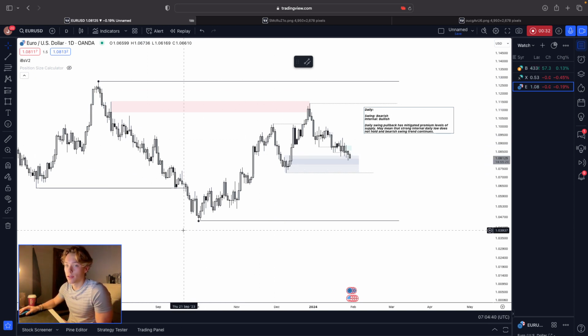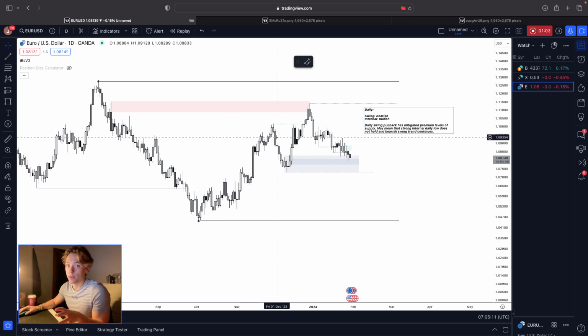Swing structure is bearish, came up, broke structure. After a break of structure, we expect a pullback, and we've pulled back into premium levels of supply, which is giving warning bells that maybe this pullback could be over. And we've seen a rejection coming off this supply, and now we are coming into this strong internal low. So the internal structure is the structure within the swing structure.